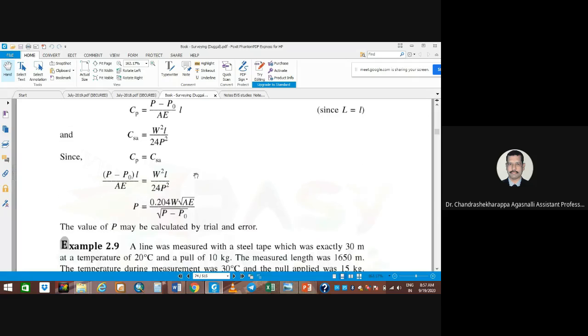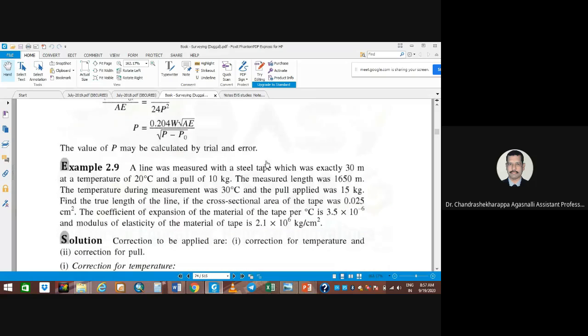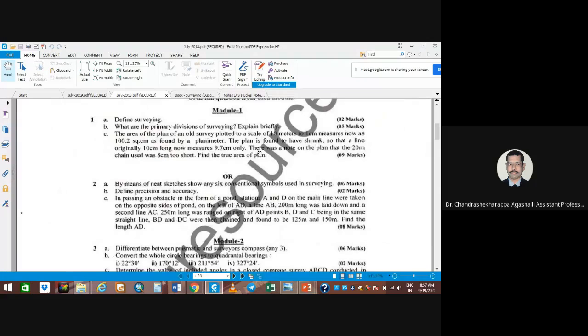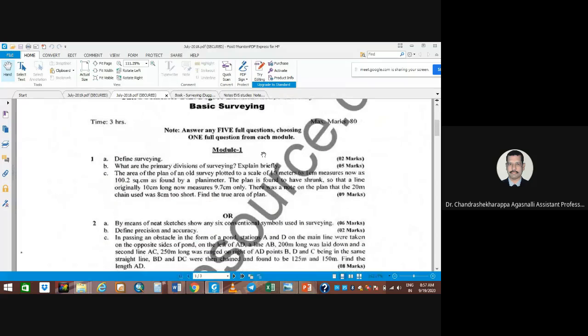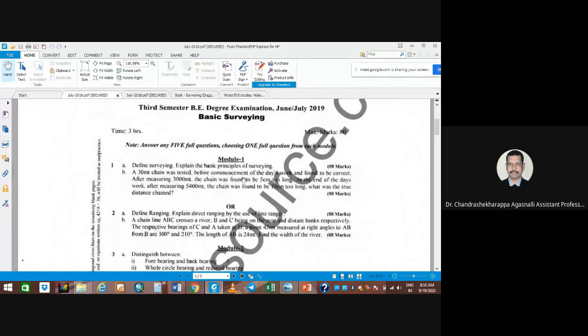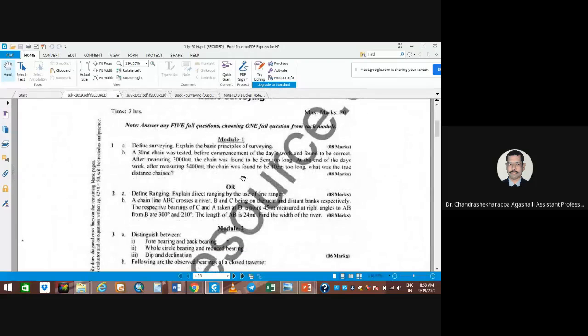Okay, right. So here is an example of a problem which is based on temperatures. Here I would give you one of the question papers, which I'm going to share with you today in Google Classroom, right?